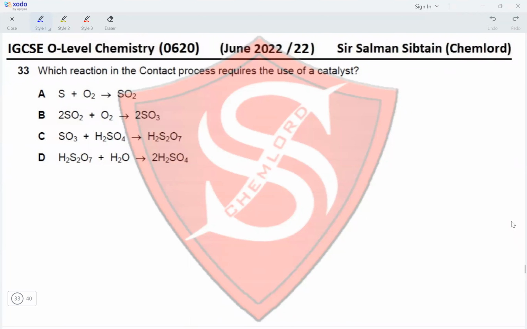Question 33. Which reaction in the contact process requires the use of a catalyst? So S plus O2 gives SO2, does not require a catalyst. 2SO2 plus O2 gives 2SO3, requires the catalyst V2O5, vanadium 5 oxide. And SO3 plus H2SO4 produces H2S2O7, which is oleum or fuming sulfuric acid. No requirement of catalyst. And oleum reacts with water, producing 98% pure solution of sulfuric acid. Also does not require a catalyst. Therefore, the correct option for this question is option B.